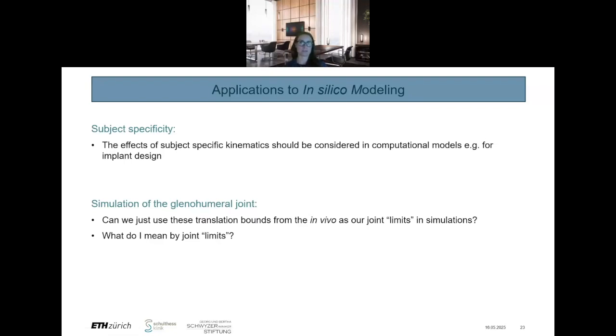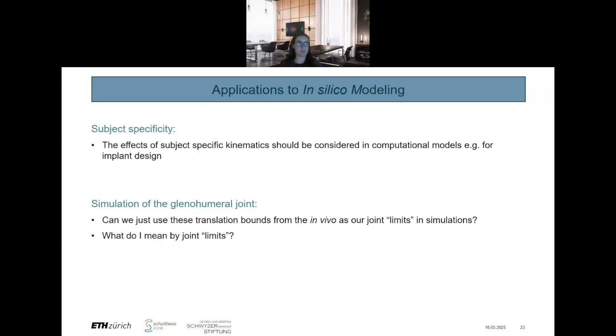But I think in general, it's very good to be aware of this variability also for model validation, because as I briefly mentioned before, maybe your model translates posteriorly instead of superiorly, and you're comparing it against general in vivo data. That doesn't necessarily mean your model is wrong, because you might have different patient anatomy, and that's very important to keep in mind. And we need more studies investigating the downstream effect on things like joint loading and bone stresses due to these different translations.